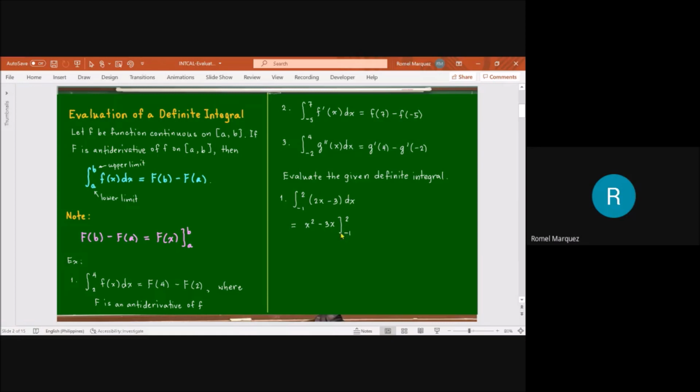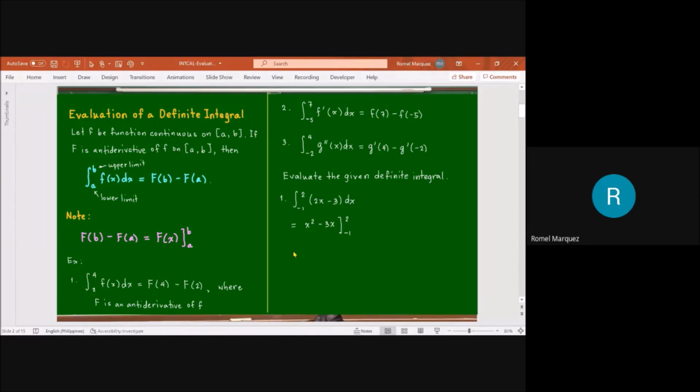So this is how we write it, this notation. Our big F of x is x squared minus 3x. No need for the constant of integration, because if you write that, that constant will later vanish, it will all disappear. Okay, guys?